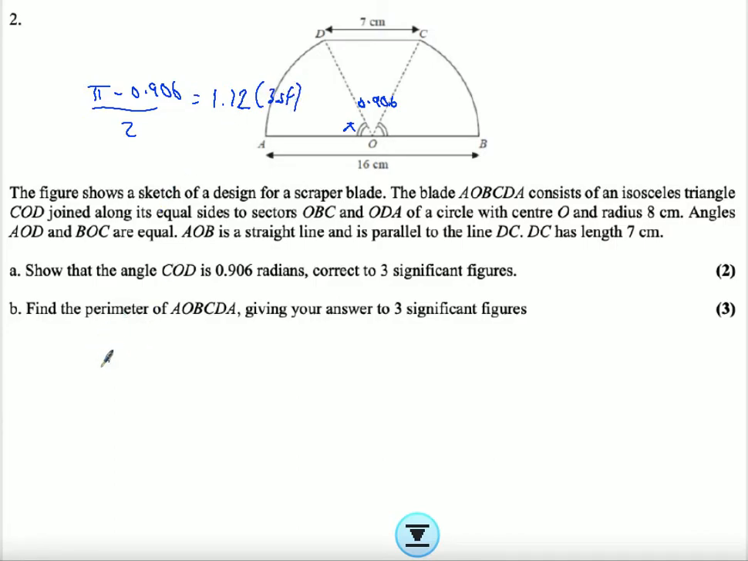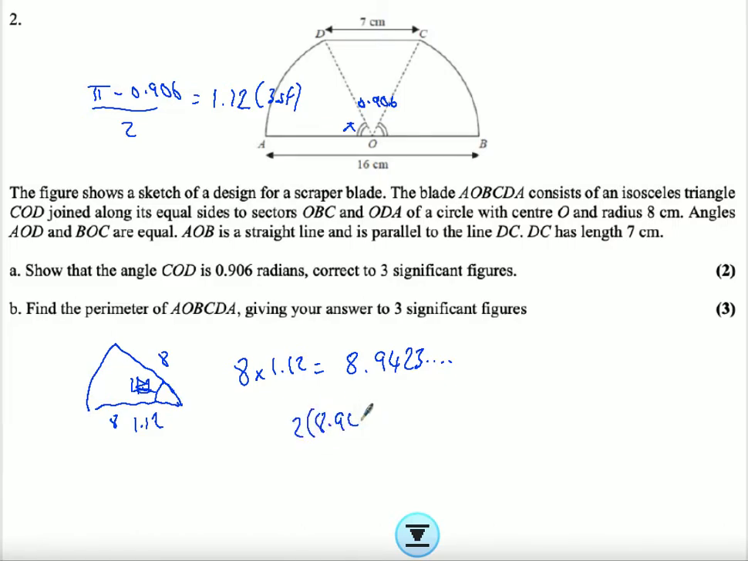Okay, so then if we take the sector, excuse the awful drawing there, 1.12, and we know the radius is 8, so we can work out the arc length, so that is just r theta, so 8 multiplied by 1.12, which when typed into our calculator is 8.9423... Okay, so we've got 2 of those, so 2 lots of 8.94, add 7, add 16, which is 40.8847. 3 sig figs, 40.9 centimeters.